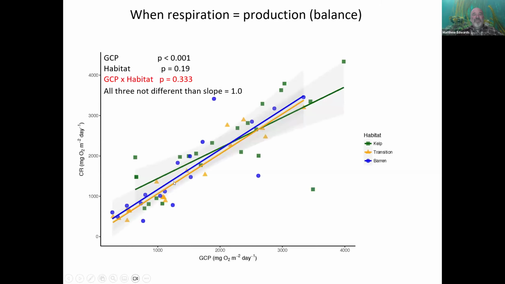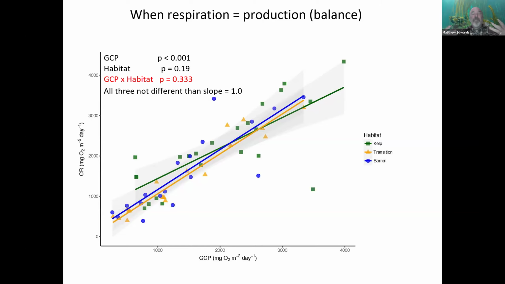In fact, there's no difference in these slopes shown by this interaction of the gross primary production and the habitat interaction. That is, all three ecosystems stayed in balance and they all stayed right on this one-to-one line. So getting back to this idea that, my gosh, we wrote this NSF and we didn't see changes in net community production like we thought we would.